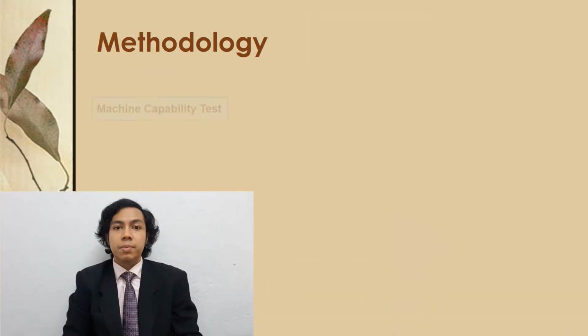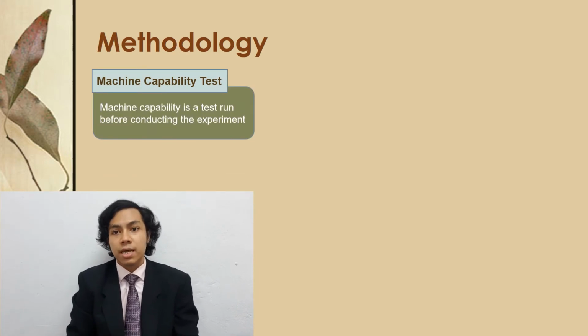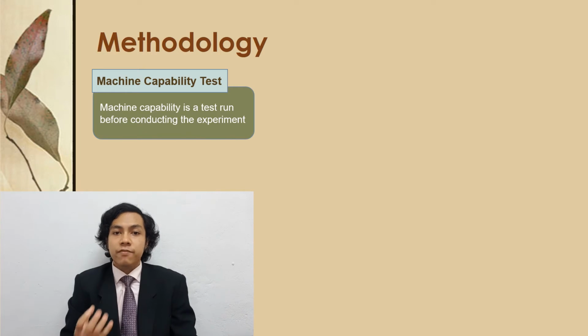Next is the machine capability test. Machine capability is a test run before conducting the real experiment. The testing consists of 3 major components, which are the voltage regulator, vacuum gauge, and heating element. The 3 specimens tested are heated for 600 seconds until approaching their melting temperature. The specimen was then formed into a targeted solid shape using the vacuum forming process.